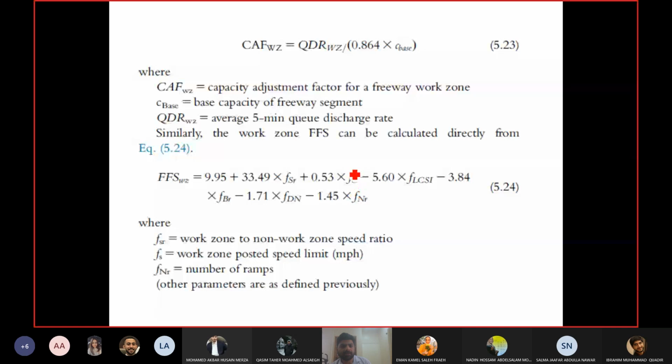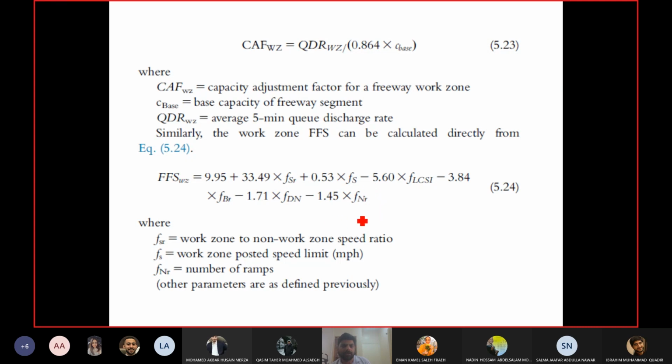Okay, this is the speed limit in the work zone, so you directly put the value of the speed limit here. This is FLCSI, which we already explained in the previous example. Factor for barrier: concrete barrier is 0, all other barriers it will be 1. FDN, for daytime it will be 0, for nighttime it will be 1. And FNR is the number of frames you have, so we directly put the value of the number of frames here.